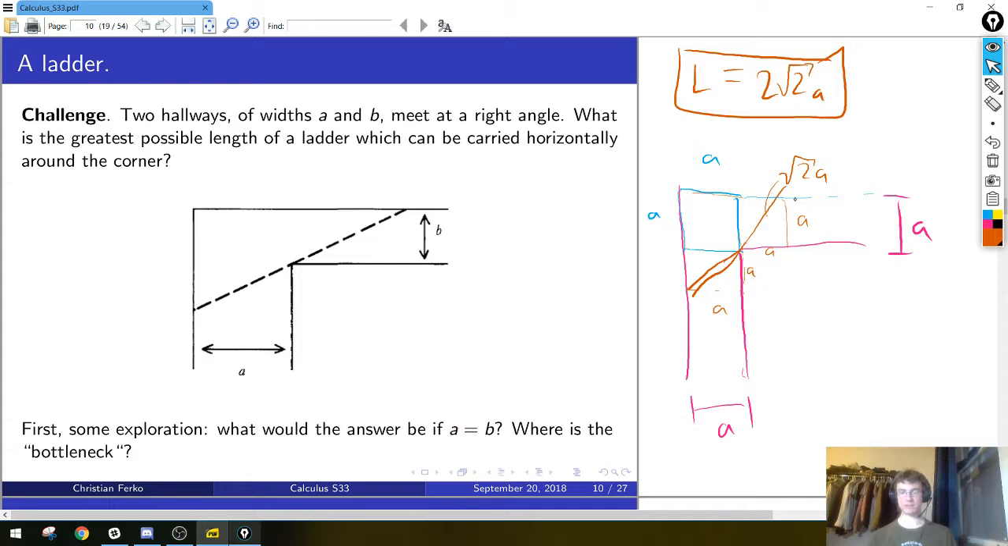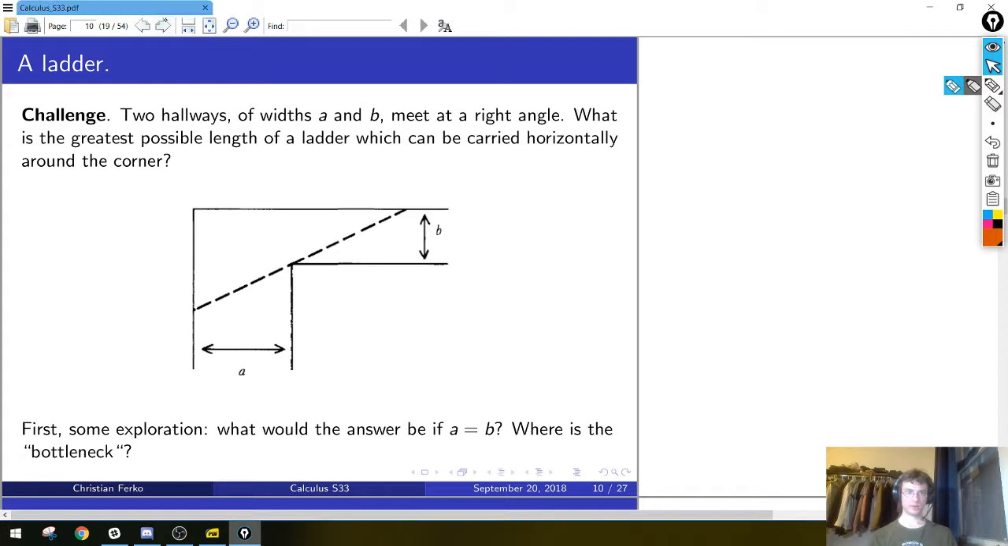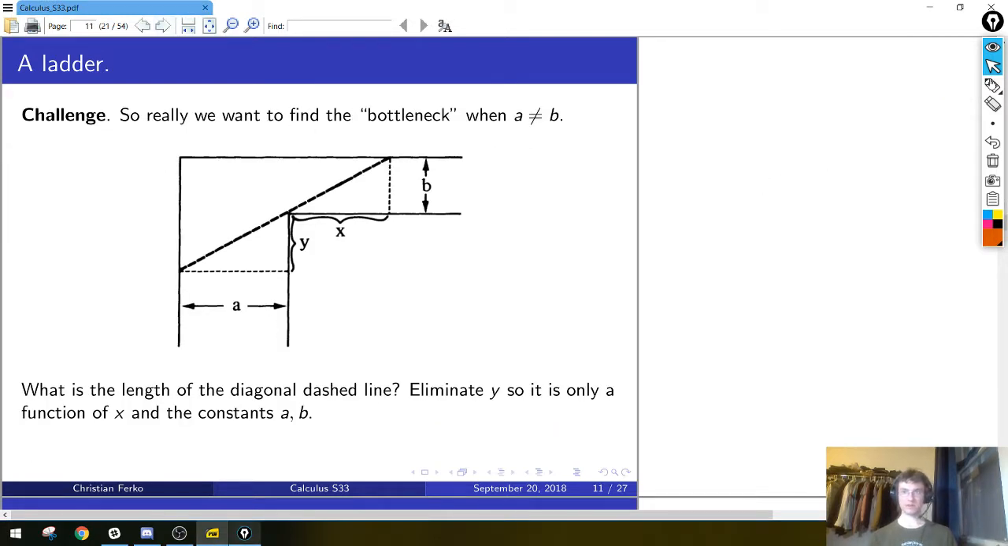Just say, all right, it has to be this 45, 45, 90 thing with a 2 root 2a. When a and b are non-equal, it's much harder. So we're going to have to restate this as a calculus problem and actually solve by optimization. So let's do that next. We want to find the bottleneck now when a and b are different, right? So a is not equal to b.